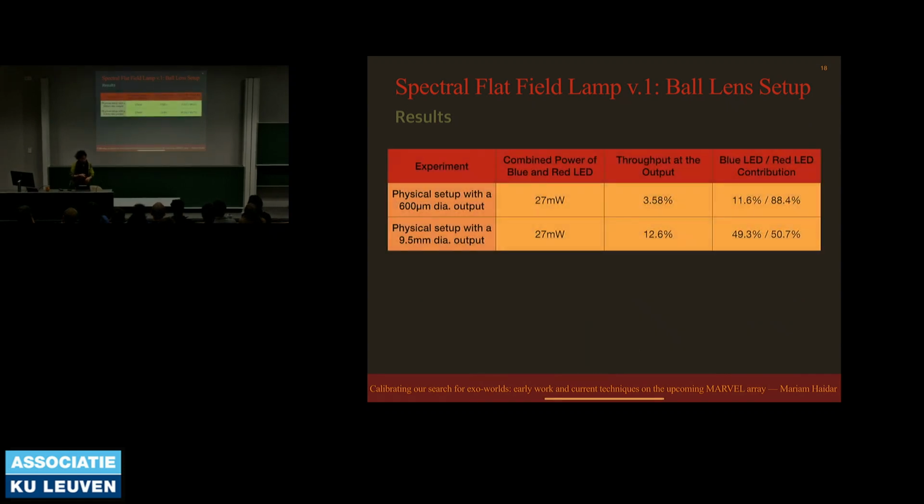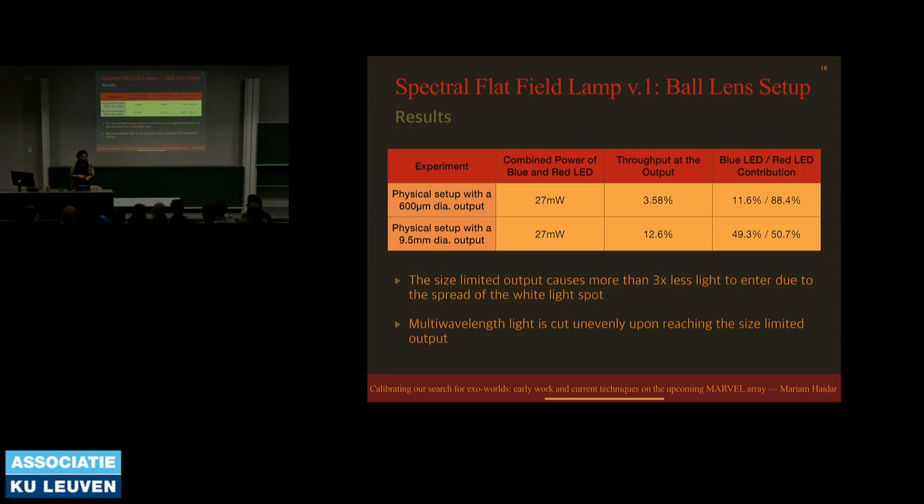And so we didn't have a great throughput at the end with this experiment, trying to fit it into a 600 micrometer diameter fiber. And we also saw that the light contribution from the red and the blue LED was heavily skewed, and that's because we had cut off from the multi-wavelength light because it was reaching a very size-limited output.